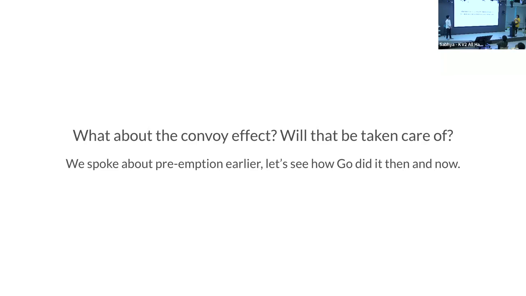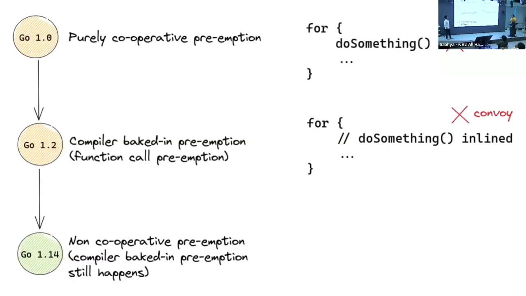So what about the convoy effect that we spoke about? Will that be taken care of? So, trip down memory lane. Go 1.0 did purely cooperative preemption. That is, it was like, I'm going to trust this hot loop here that it'll eventually give up, and my system won't starve of resources, which obviously wasn't ideal.